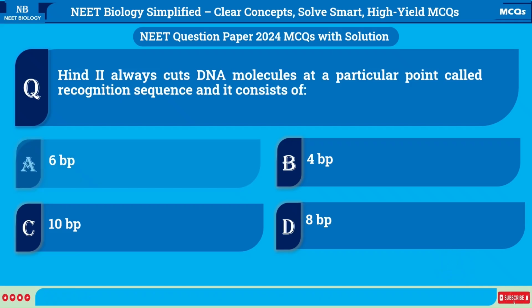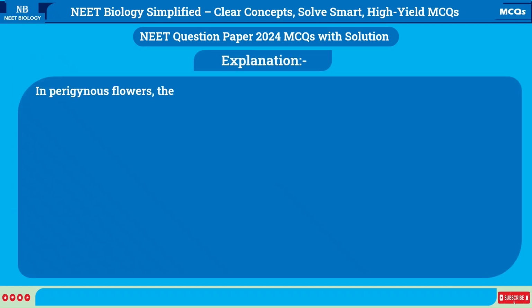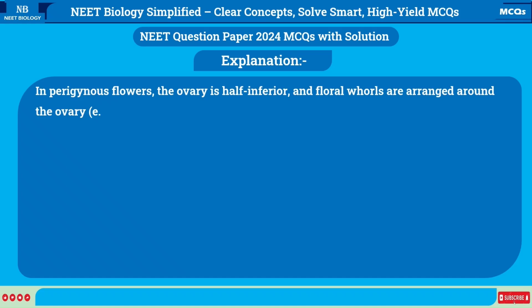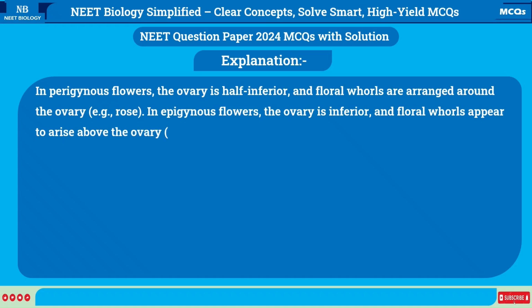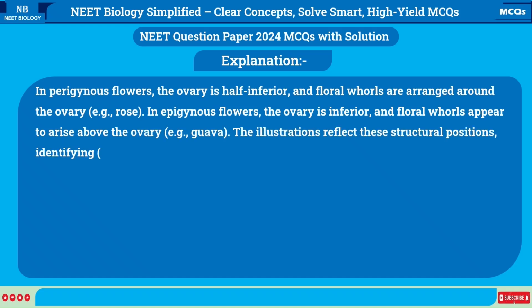Correct answer is A. 6 base pair. Explanation: HindII was the first restriction enzyme discovered to cut DNA at a specific palindromic 6 base pair sequence. Recognition sequences are specific to each restriction enzyme. HindII recognizes a 6 base pair sequence and cuts at that precise location.